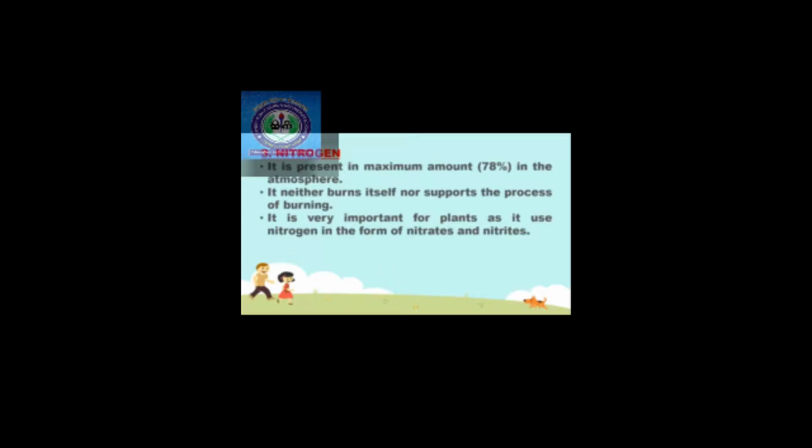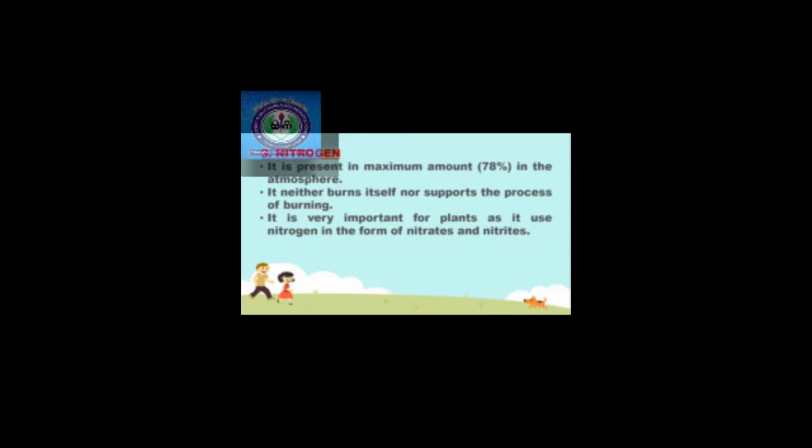Now let us have the next thing, that is nitrogen. Nitrogen, which we have seen, is most important in this because 78% of air is actually nitrogen, right? This nitrogen doesn't help to support the burning. It stops the burning, and it is one of the gases which do not support burning. Another one I'll explain in the next slide.